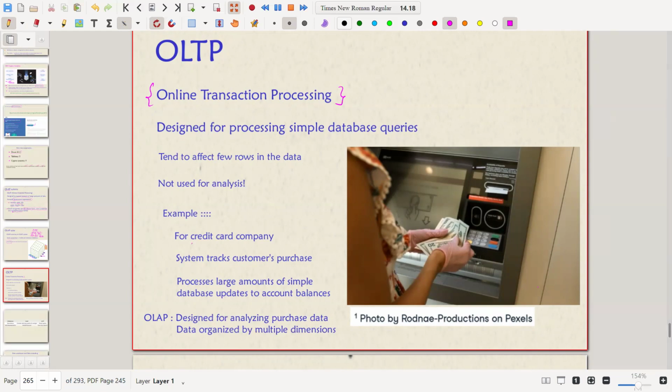As an example, take a credit card company. The system will track the customer's purchases and process large amounts of simple database updates to account balances. This is a very financial line. Whereas in OLAP, this is designed for analyzing the purchase data in multiple dimensions. I mean, how many females are purchasing more, either females or males, and if possible, in which cities and in which year. Like that you can analyze. So this is the difference.